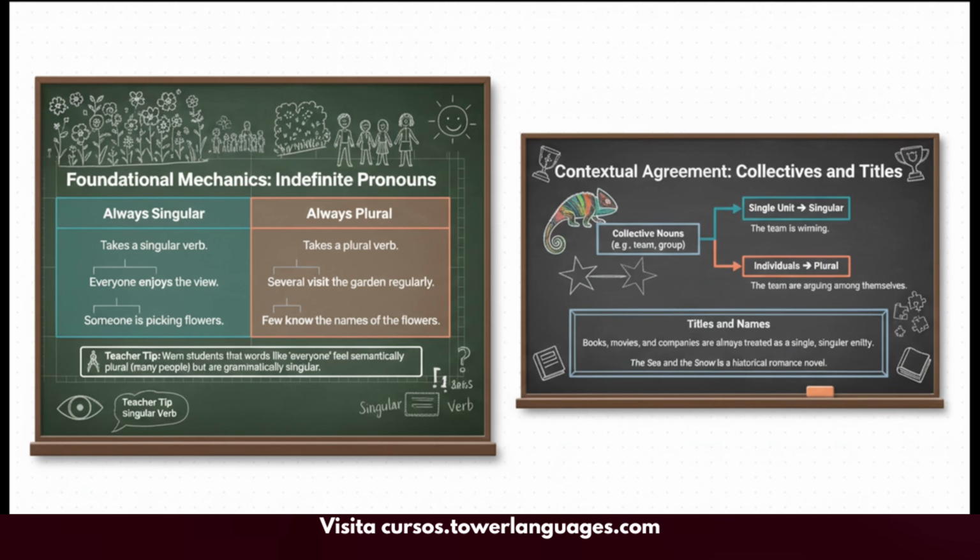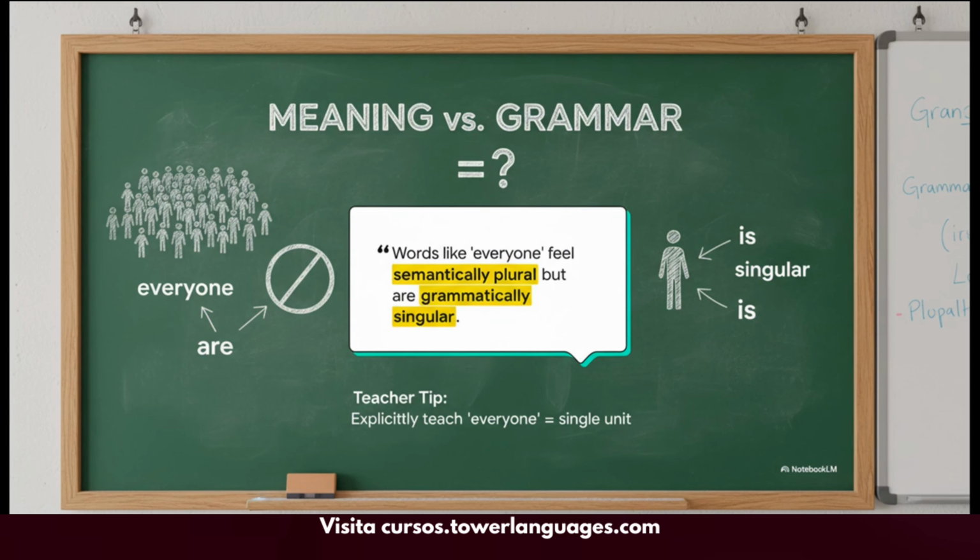It's all about context. So here's the key takeaway for your classroom. You have to tackle this conflict between what a word feels like and what the grammar rule is. A student hears everyone, they picture a crowd, and bam, "are" just sounds right to them. Everyone are happy. We hear it all the time, right? Our job, as this teacher tip points out, is to get right in there and show them that, grammatically speaking, everyone is treated as one single thing, one unit.